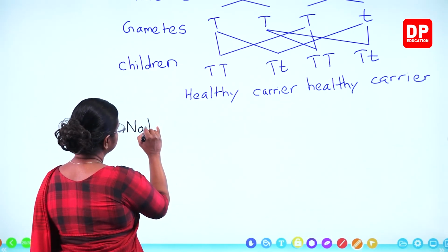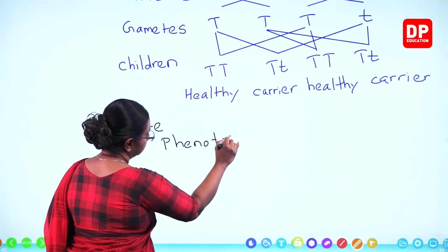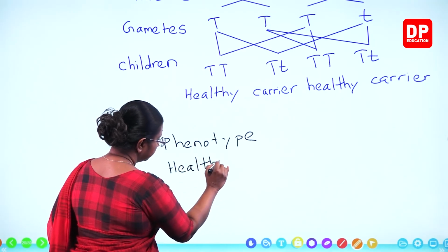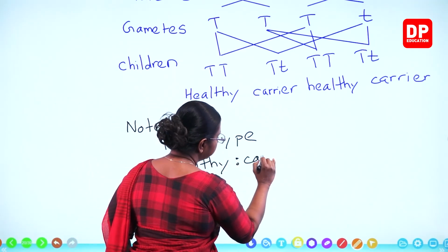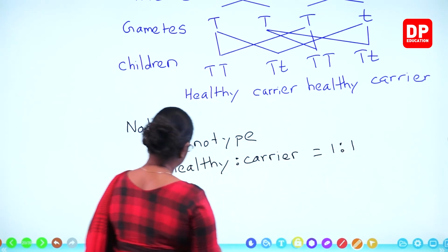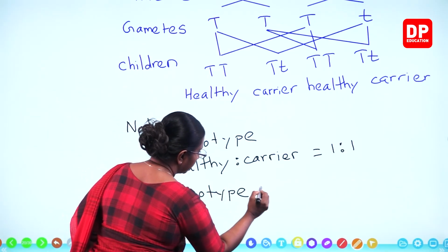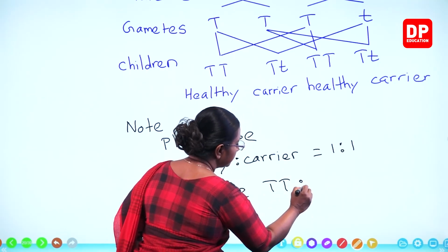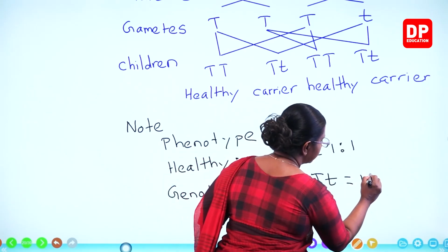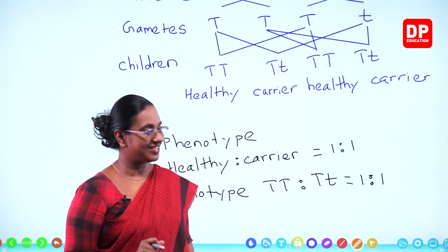note, phenotype: healthy is to carrier, 1:1. Then genotype: capital T, capital T is to capital T, simple T. Healthy is to carrier, that is also 1:1. I'm sure you all can understand that, students.